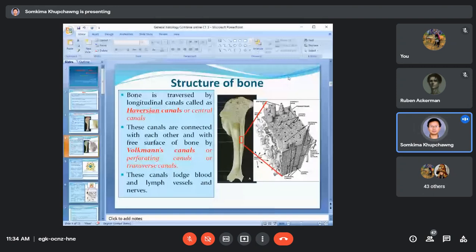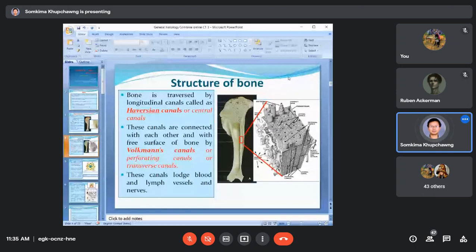So the bone is traversed by longitudinal canals. Those canals are known as the traversing canals or the central canals. Here in the enlarged image, we can imagine the compact part. In the compact part, we can see many cylindrical-like structures. Inside these we can see canals, and those are nothing but the Haversian canals.